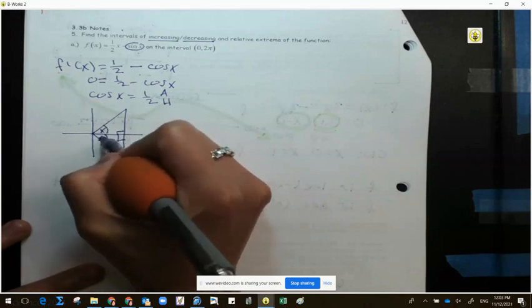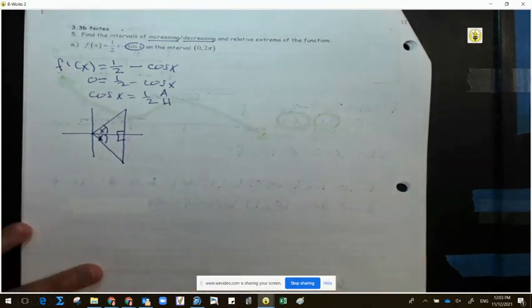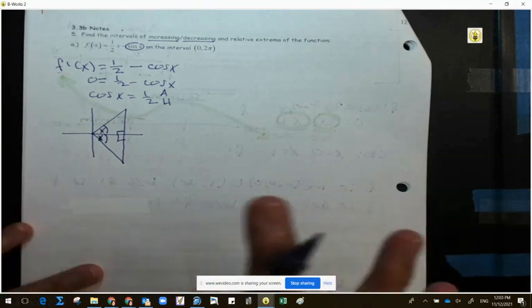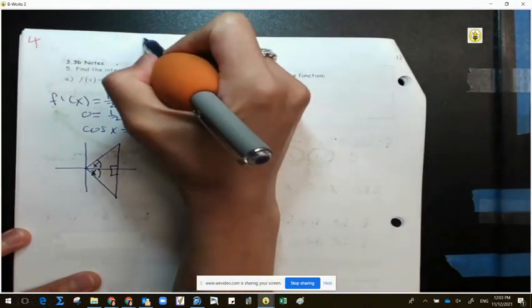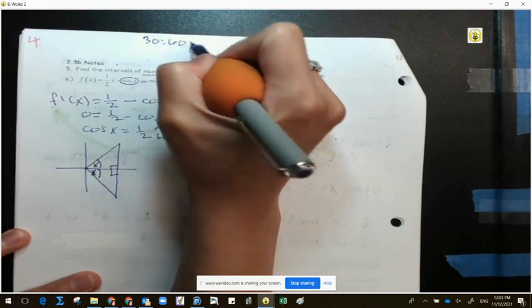And this is simply review from pre-cal. So if I lose you at any point, you need to come in for tutoring. But I'm going to explain it fully though. So let's do a recap of pre-cal. So we had 30, 60, 90 degrees.